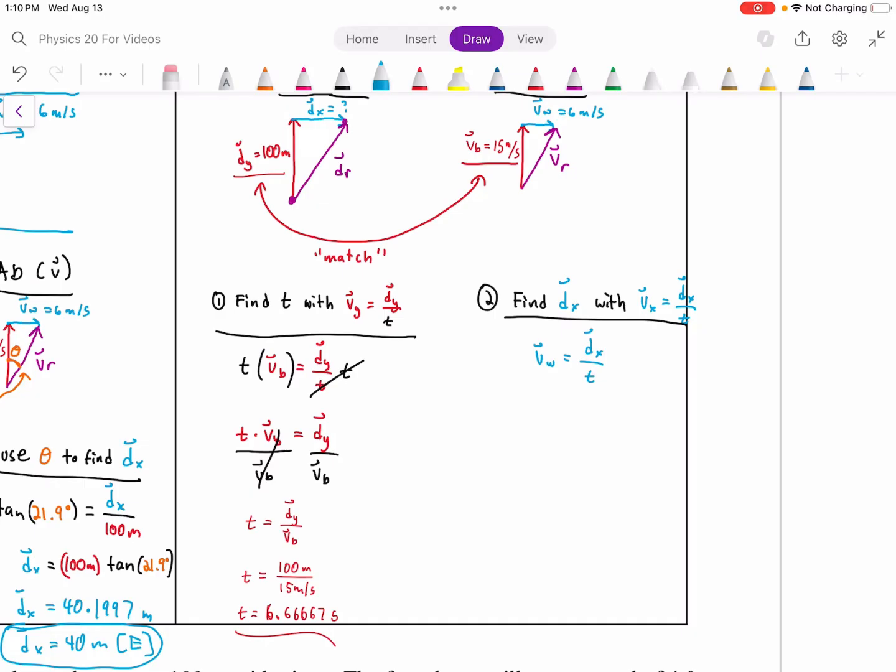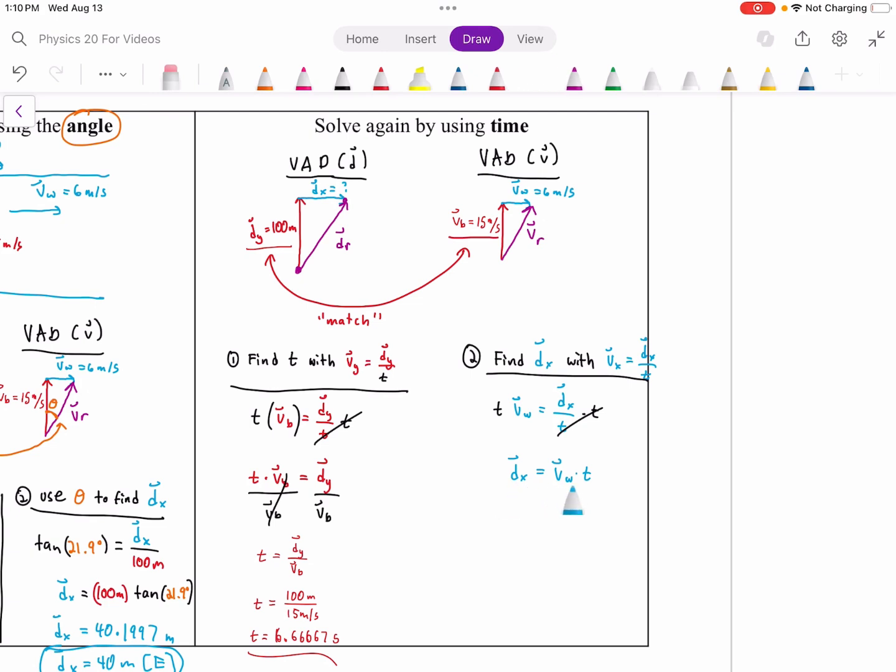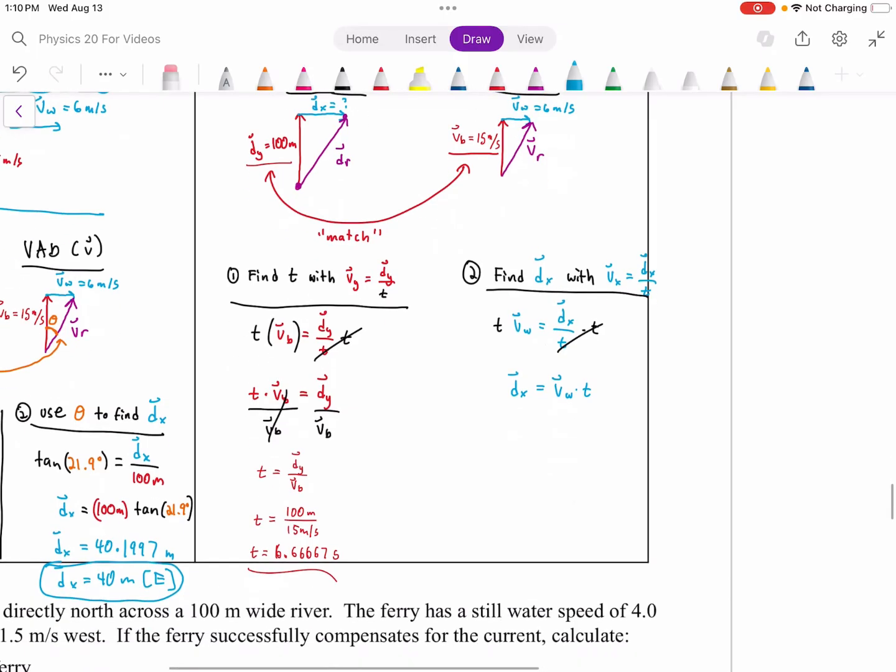We can solve by multiplying both sides by t, and we get this statement here that makes a lot of sense, right? How far it ends up downstream just depends on the velocity of the water. Makes sense because the velocity of the water is the only thing carrying it downstream, times how long the velocity was carrying it downstream.